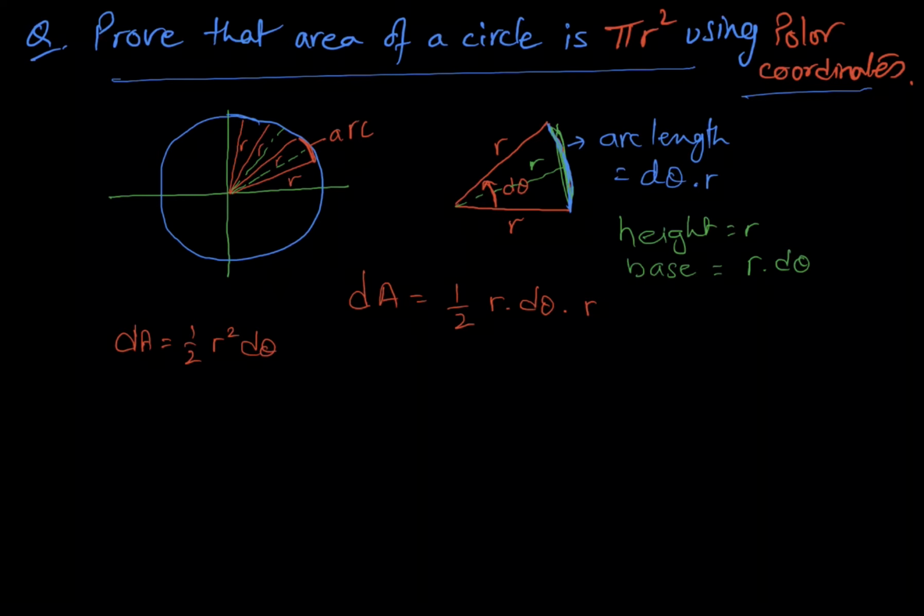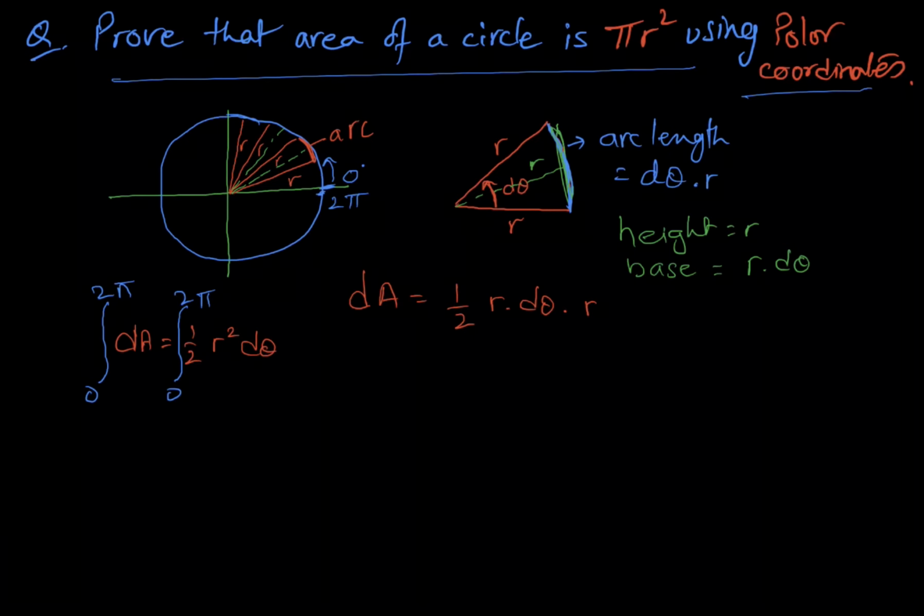I have to now add all these areas, all these areas of these sectors, to form a big circle. So I can instead integrate this given area from 0 to 2 pi. As you know, this angle here, the starting angle, is 0 degrees, and when I move it anti-clockwise and we come back to this point, it is 2 pi radians. So we're integrating from 0 to 2 pi.